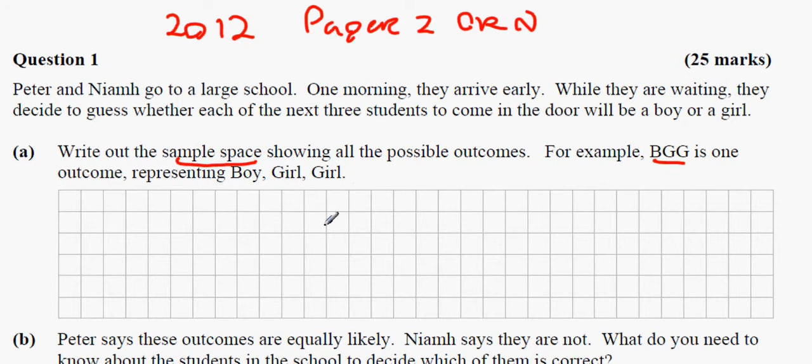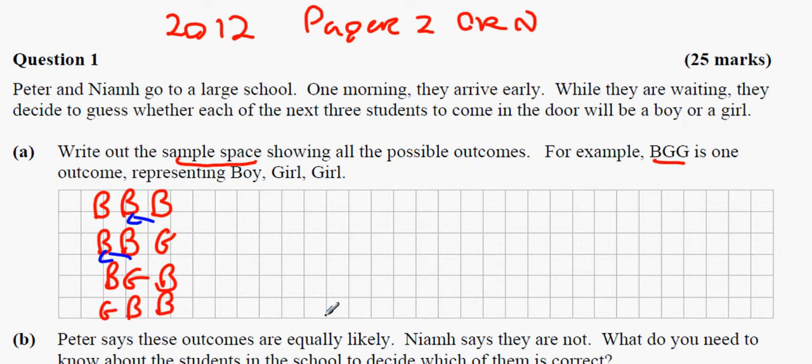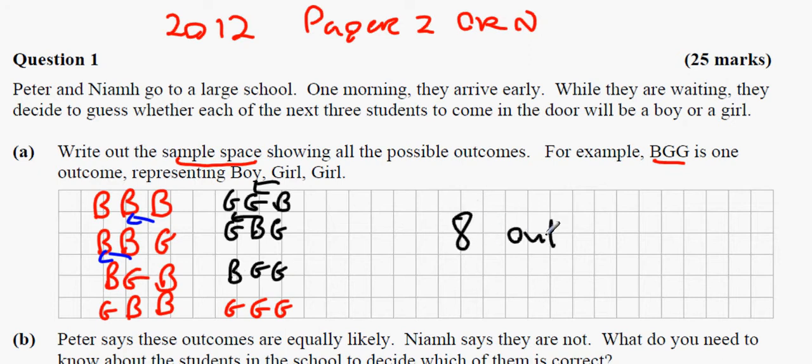Okay, so what we can have here is boy, boy, boy, 3 boys, then 2 boys and 1 girl. Now the system I use is I basically move the girl over. So then I have boy, girl, boy. Move the girl over one more time, and then we have girl, boy, boy. Down the opposite end, we'll also have girl, girl, girl. Now I'll have 2 girls and 1 boy: girl, girl, boy. Move the boy across: girl, boy, girl. Move the boy across one at a time: boy, girl, girl. I seem to have 8 outcomes, so a total of 8 different combinations that can happen.